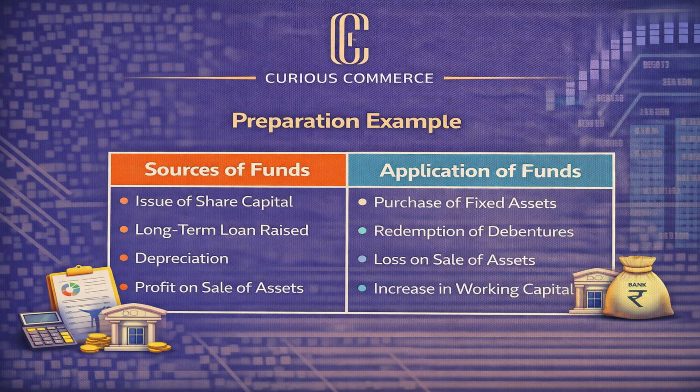Suppose, just imagine, fund from operations is 1,50,000 and issue of shares is 50,000, so total sources is 2 lakh. In the same way, purchase of machinery is 1,20,000 and increase in working capital is 80,000. The total applications of funds is 2 lakh. The statement is balanced, correct. Let's revise quickly. Step 1, schedule of changes in working capital. Step 2, calculate the fund from operations. Step 3, fund flow statement preparation. So learners, now you clearly know the preparation and format of the fund flow statement.